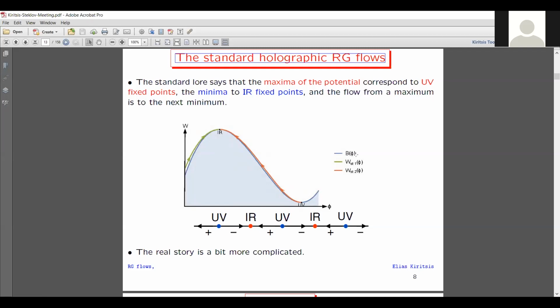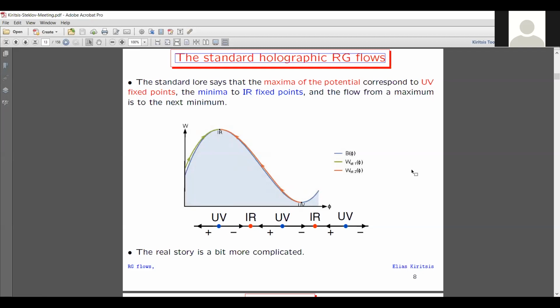And because B is proportional to the square root of minus V, the maxima of B are minima of the potential, that's why I call this IR, and the minima of B are maxima of the potential, that's why I call this point UV. And the generic vanilla flow starts from a UV maximum of the potential, and flows to the nearby minimum of the potential on both sides.